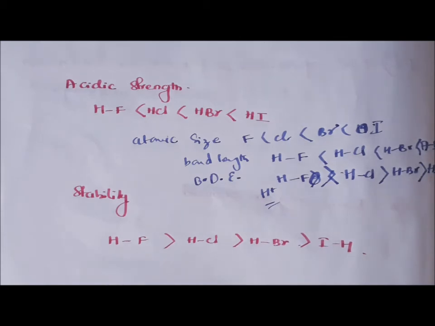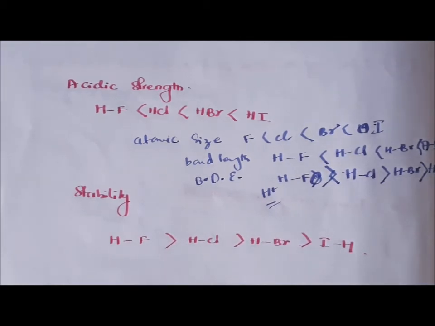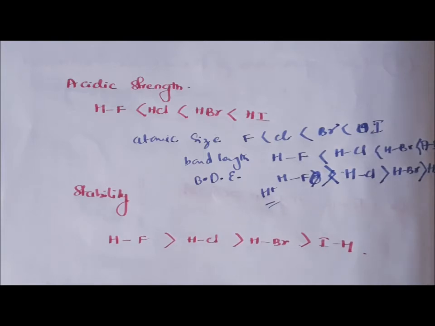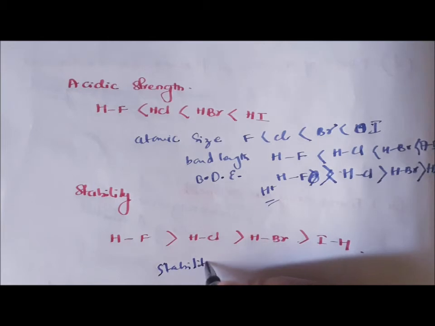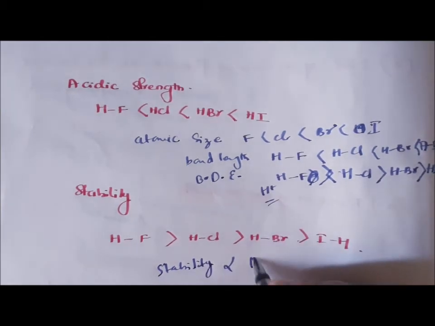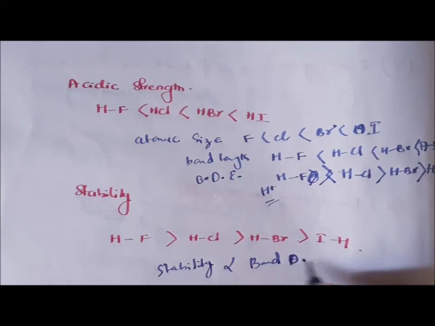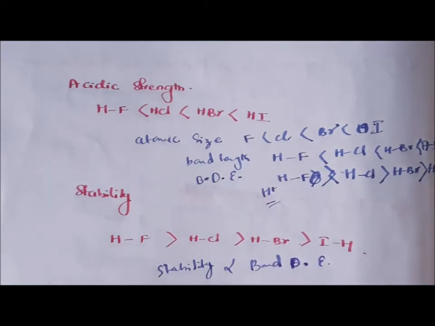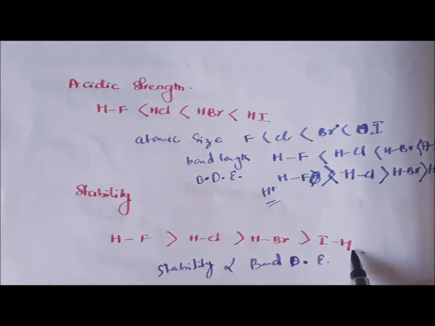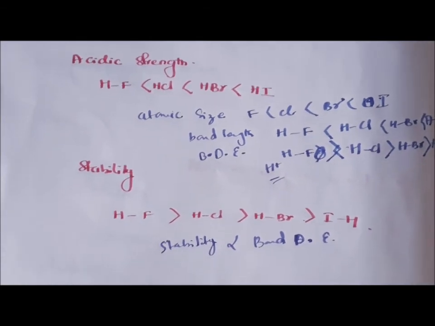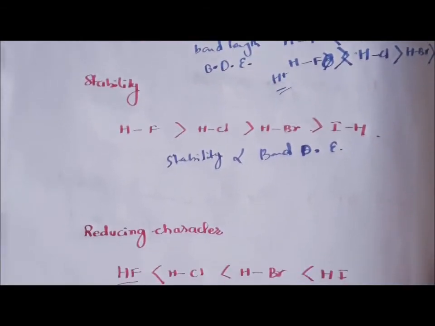Now next, stability. Stability depends on the bond dissociation enthalpy, right? Stability is directly proportional to bond dissociation enthalpy, isn't it? So the more the bond dissociation enthalpy, the more its stability. So stability decreases down the group HF, HCl, HBr and HI, because of the decrease in the bond dissociation enthalpy.